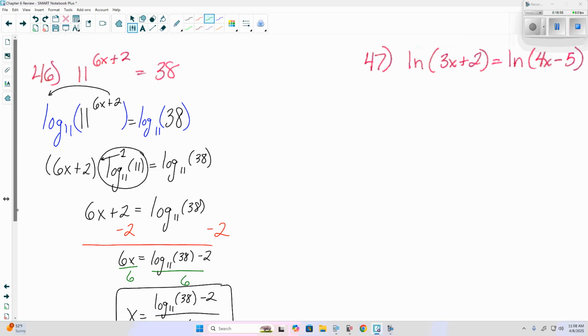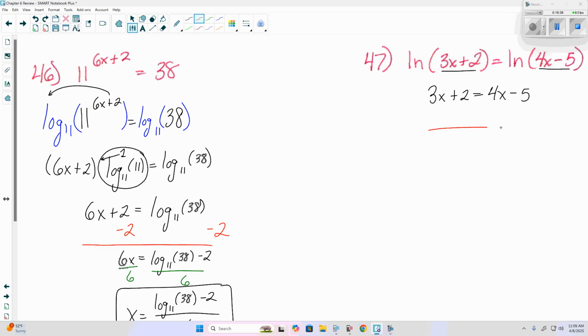Problem 47. Just like the first few problems we did today, this is similar. If we have a log on either side and they're the same log, set equal to each other, the only way that two natural logs are equal is if what's inside is also equal. The only way the natural log of 3x plus 2 is equal to the natural log of 4x minus 5 is if 3x plus 2 is equal to 4x minus 5. And for us to do this, we do need one log on either side.